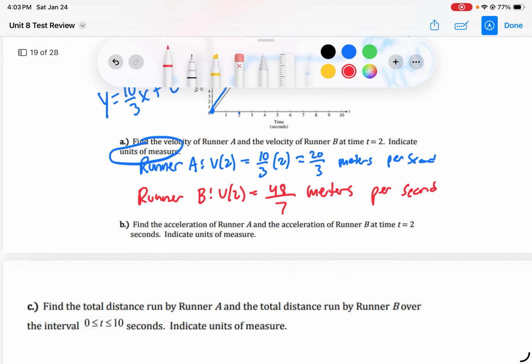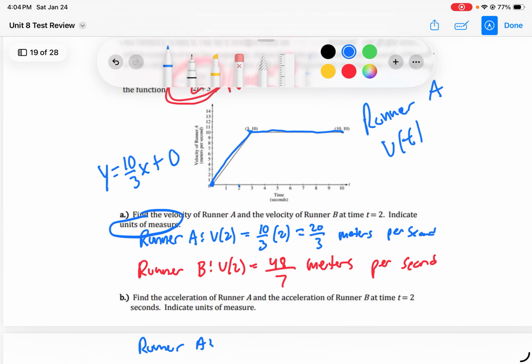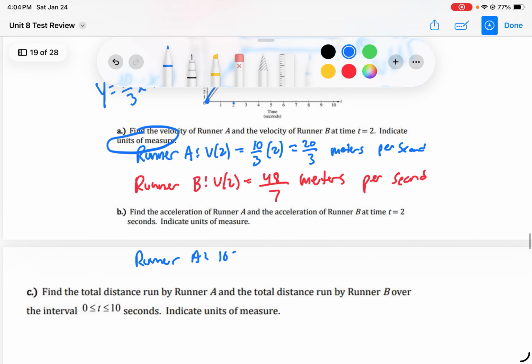All right, find the acceleration of runner A and the acceleration of runner B at time 2, and indicate the units of measure. We have to remember that acceleration is the derivative of velocity, and the derivative is the slope at a moment. So for runner A, the slope there we found was 10 over 3. And the units would be meters per second, or if you're a physics person, you say meters per second squared.